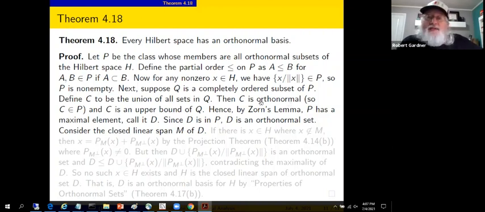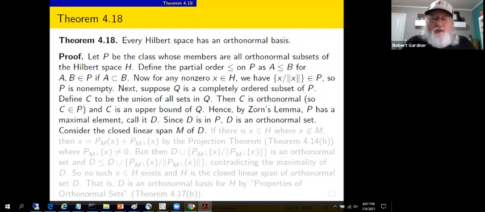And so C itself must be an element of P. P was a class of all orthonormal sets. So C is an upper bound of Q. We took an arbitrary, completely ordered subset and showed that it has an upper bound.